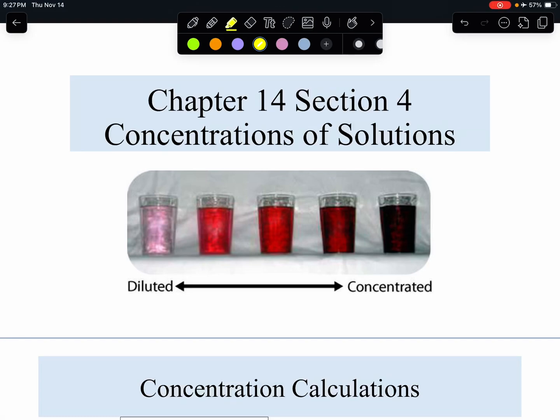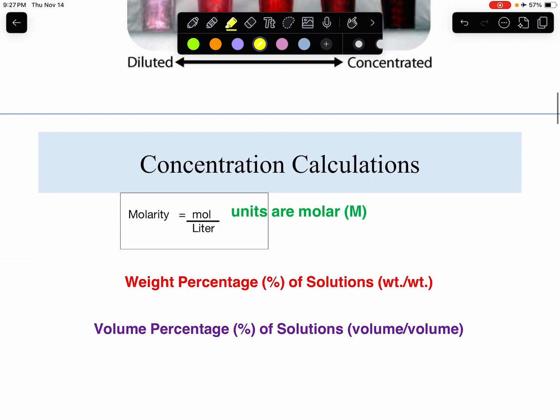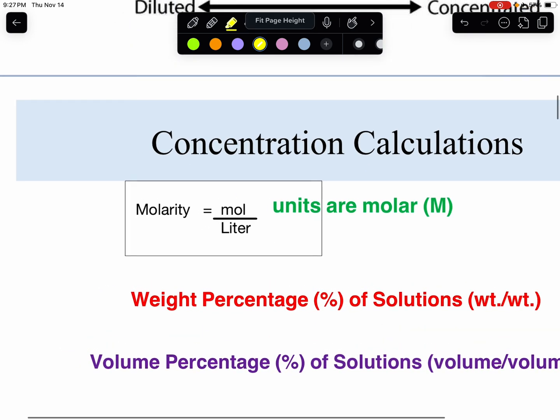So we are looking at chapter 14 and we're only focusing on section 4, and we're going to be talking about concentration of solutions. So the biggest equation we're going to need in this chapter, which will be provided for you on your equation page, is the molarity equation.